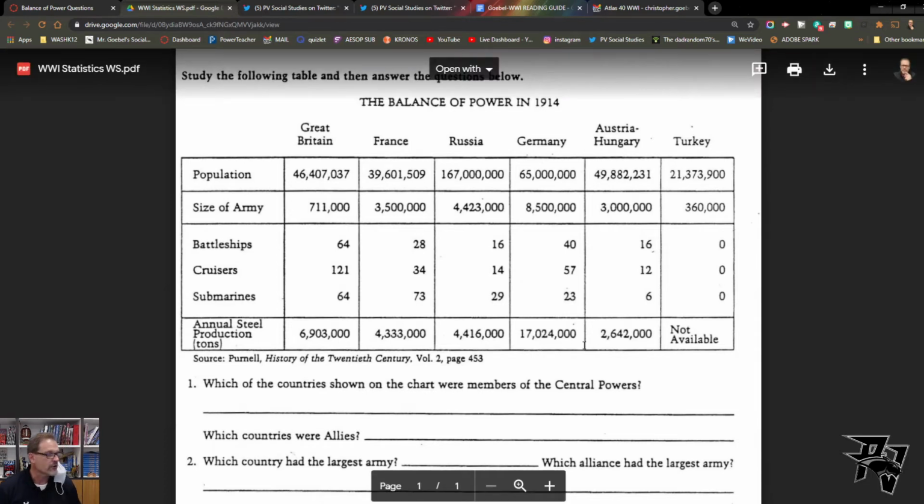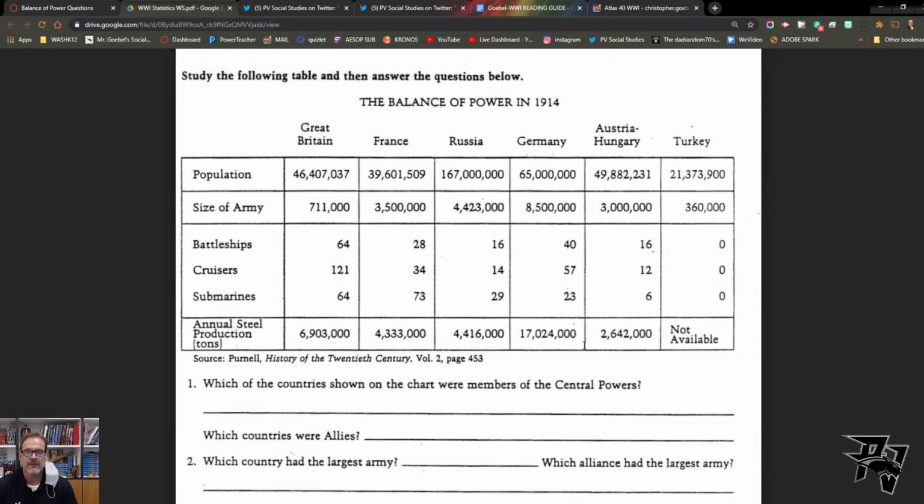And look at the numbers for Germany. 17 million metric tons of steel it produces every single year. 17 million. If you want to compare German production to Russia, France, and Great Britain, it probably equals that of all three nations put together.